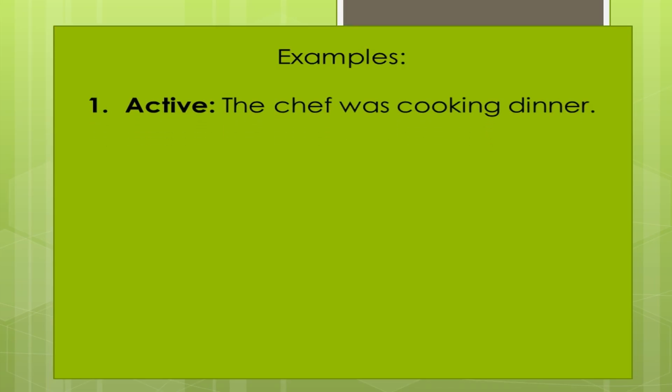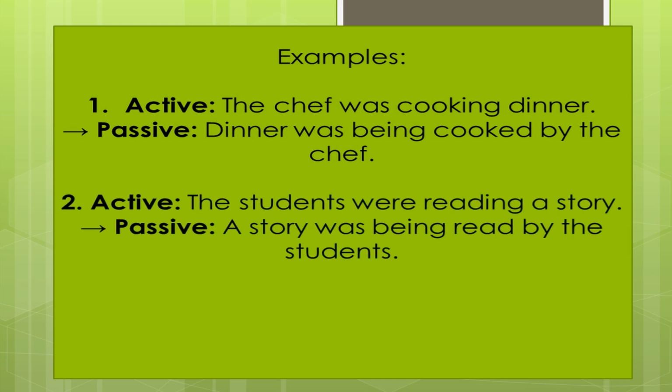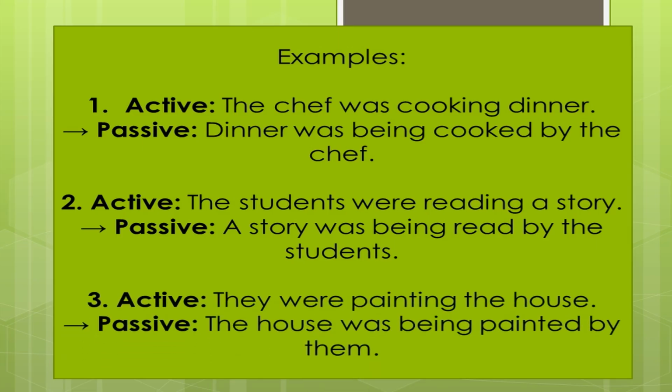Examples. In active, we say the chef was cooking dinner. This is the action that was happening in the past. And in passive, we say dinner was being cooked by the chef. Here we say being. The students were reading a story. A story was being read by the students, because the past participle of to read is read. They were painting the house, and in passive we say the house was being painted by them.